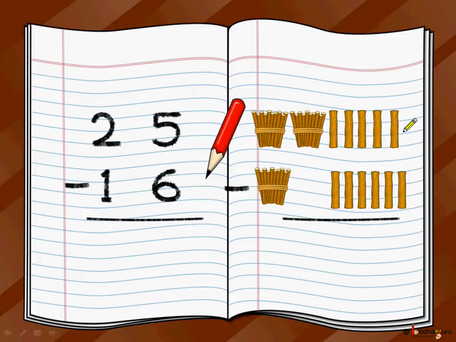Let's do the same way. Let's do first using sticks. You have 5 sticks at the ones position, the loose sticks, and you want to take away 6. 5 is lesser than 6.